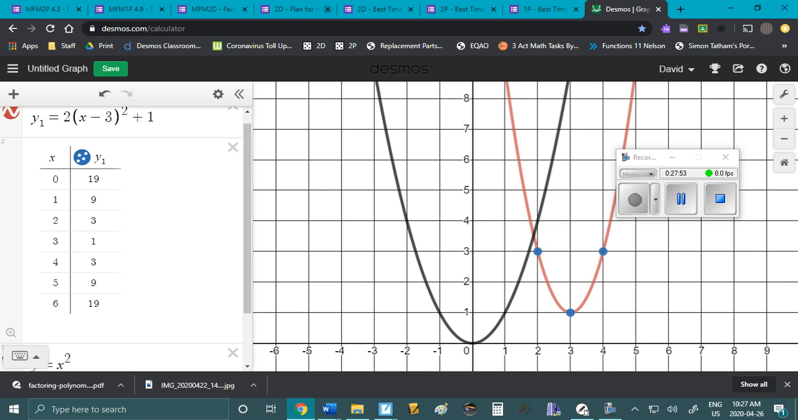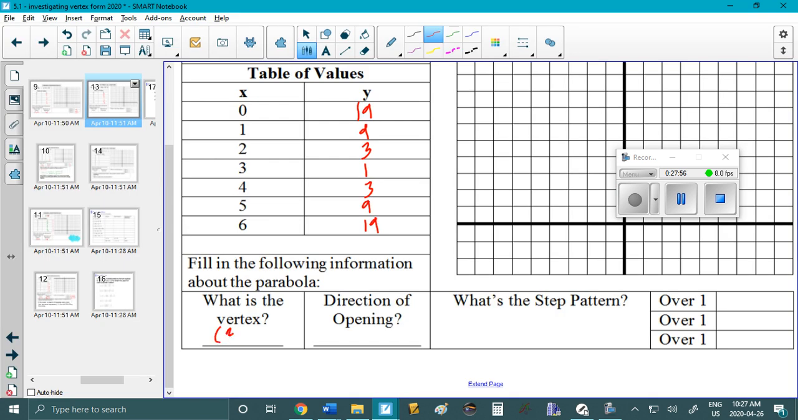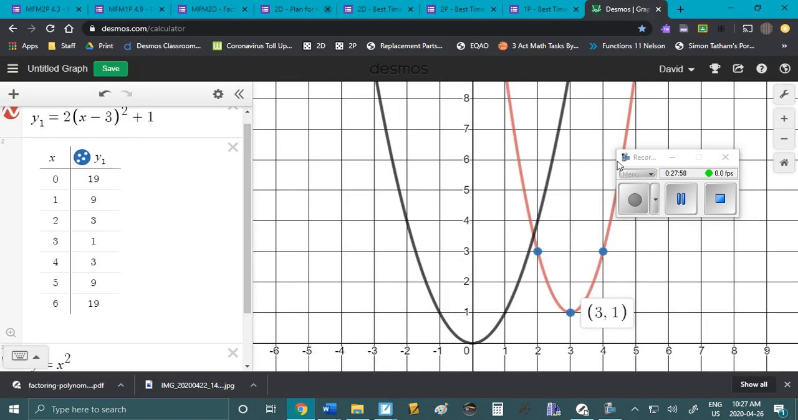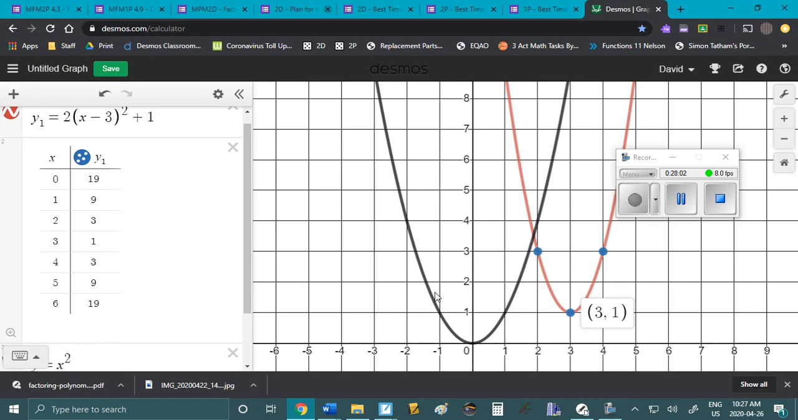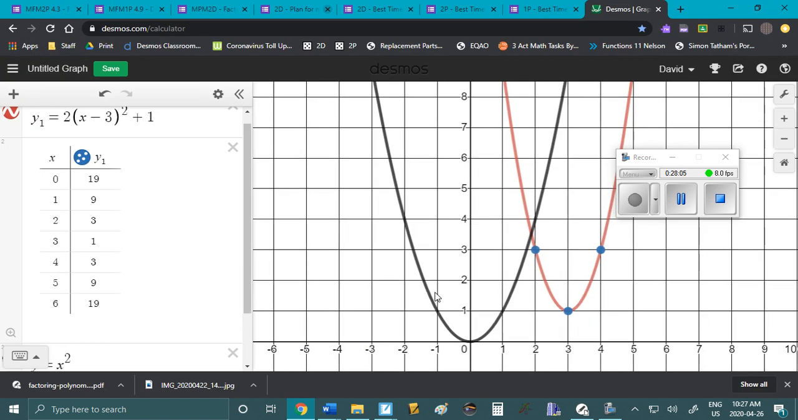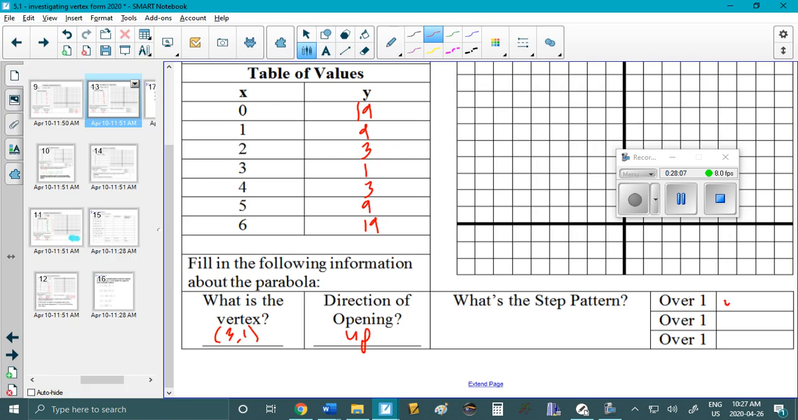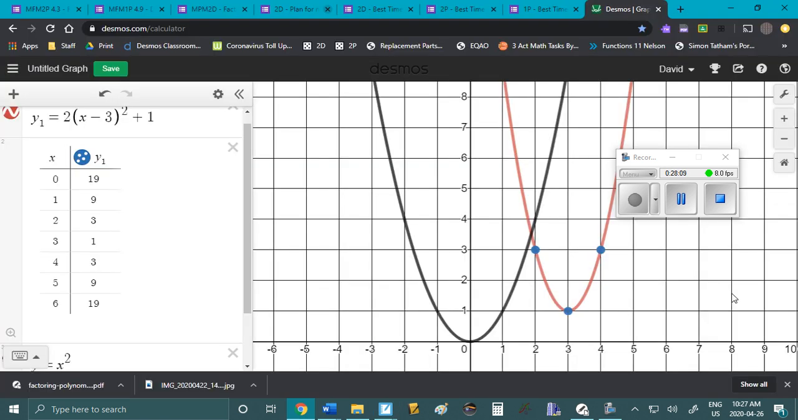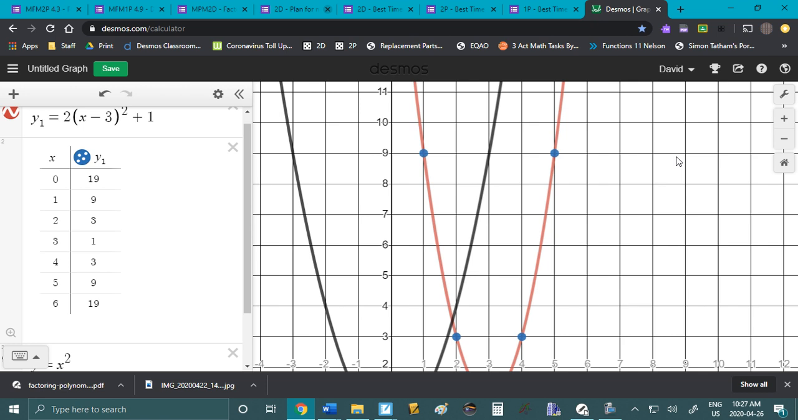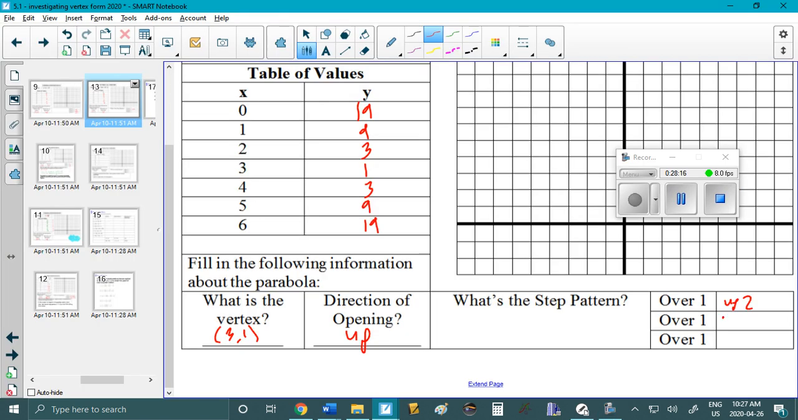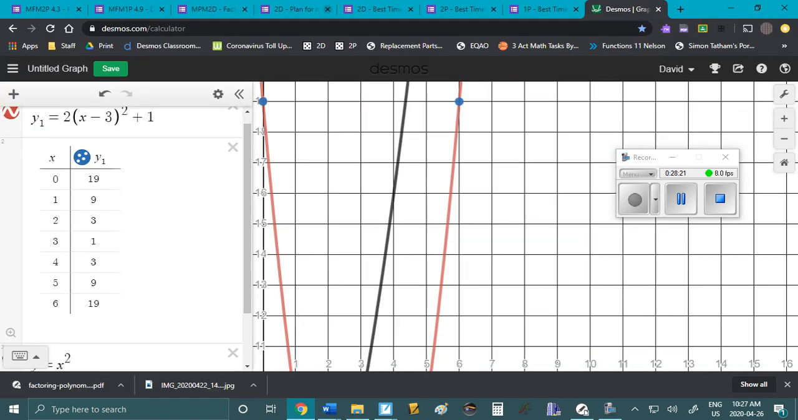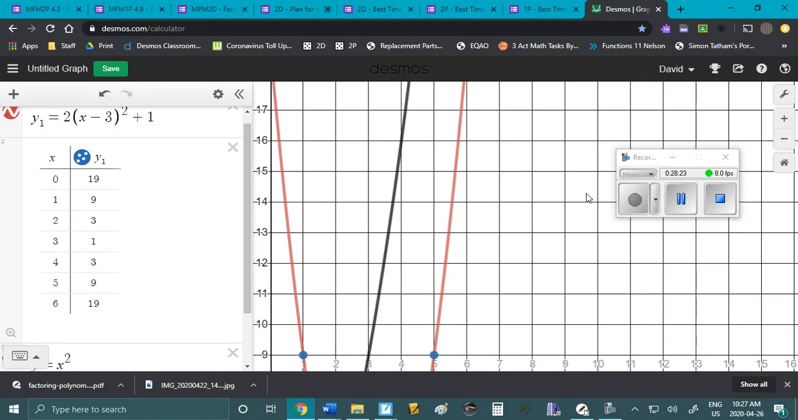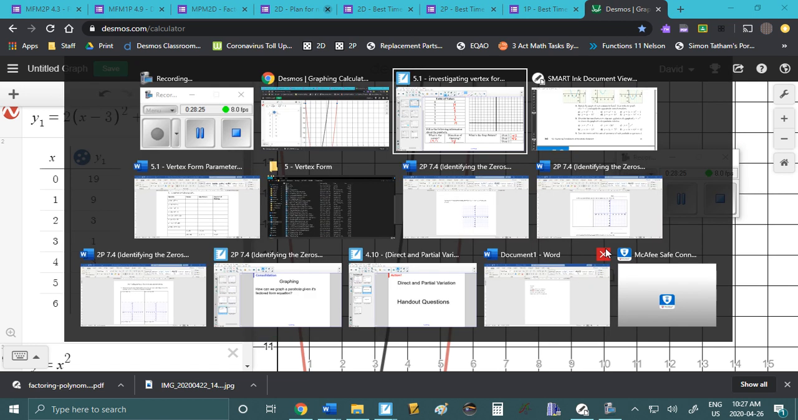The vertex is 3, 1. It opens up, right? From the vertex it goes up. And the step pattern, let's see here, we go over 1, up 2. Remember the normal step pattern is 1, 3, 5. Over 1, 1, 2, 3, 4, 5, 6. And the next step would be from 9 to 19, so that's up 10.